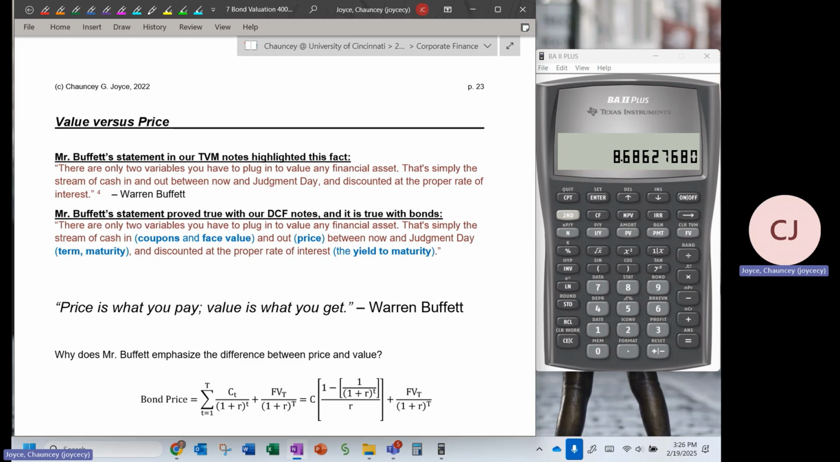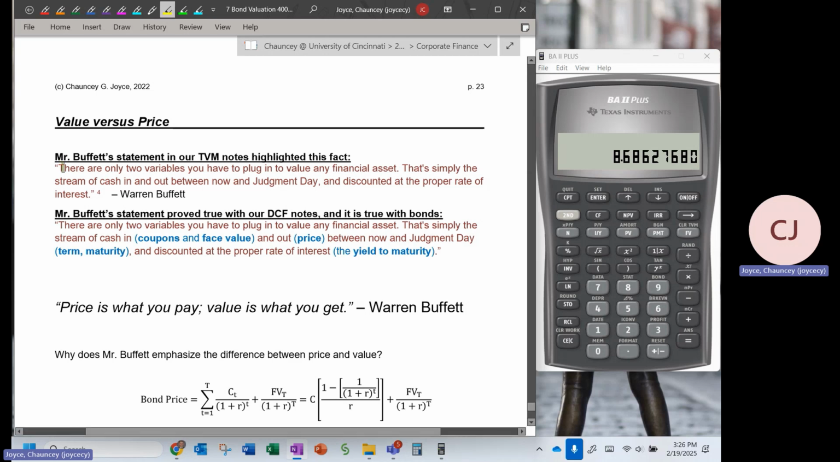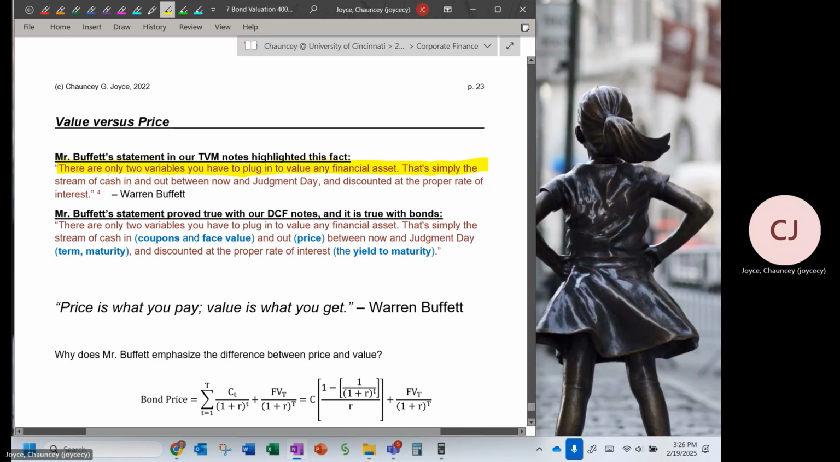But I want to be really careful in making that. Let's remind you of this quote that Warren Buffett said: there are only two variables you have to plug in to value any financial asset. That's simply the stream of cash in and out between now and Judgment Day, discounted at the proper rate of interest. So how does that relate to a bond?